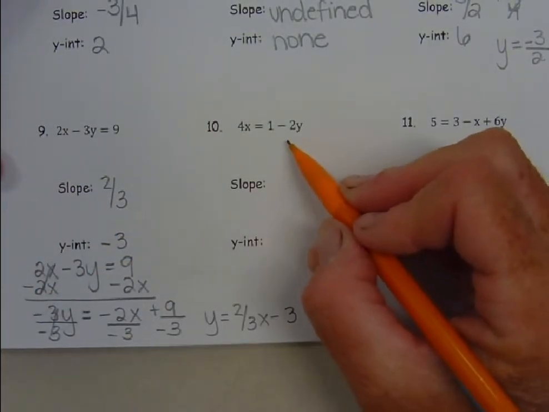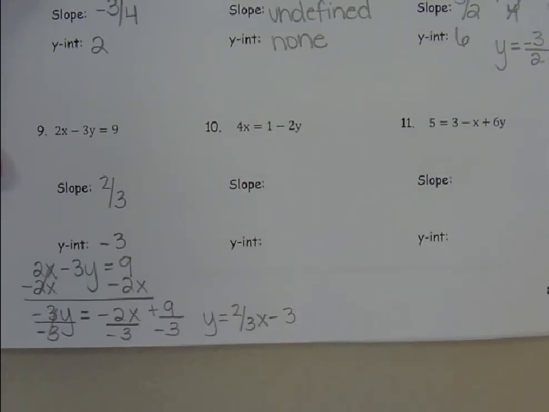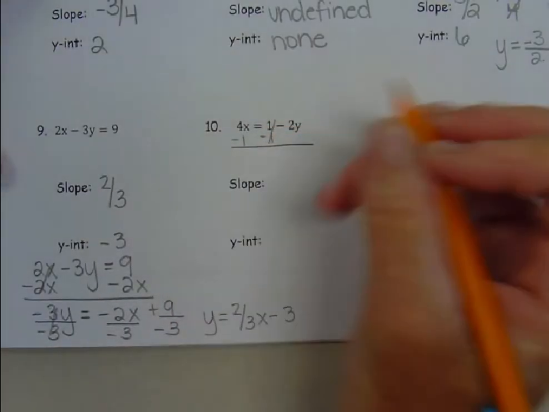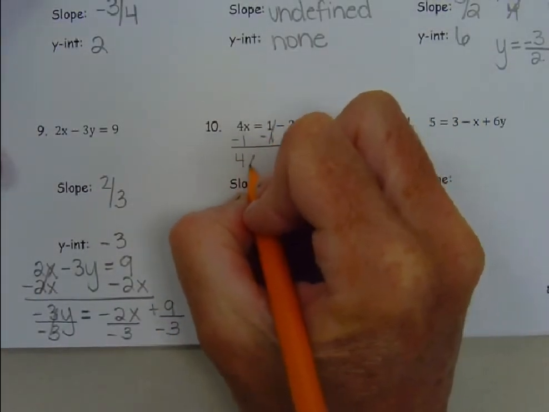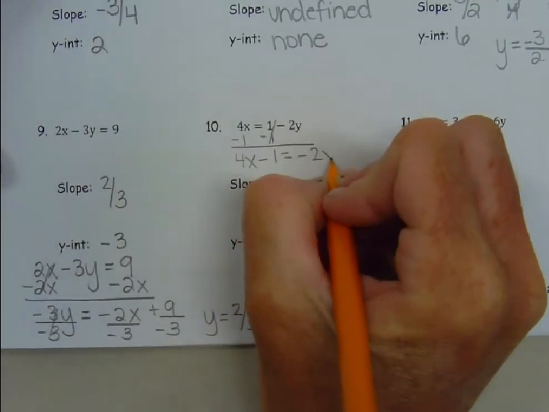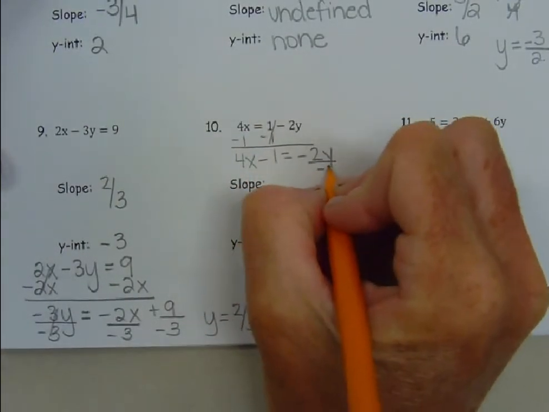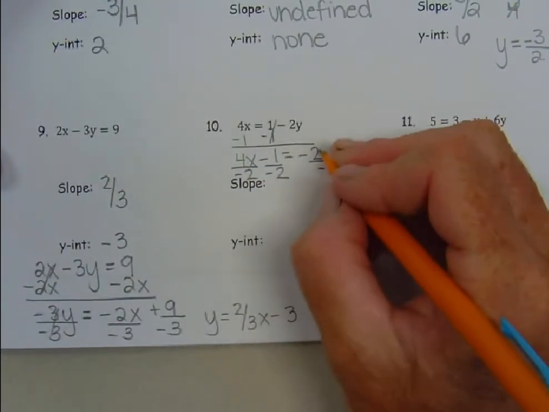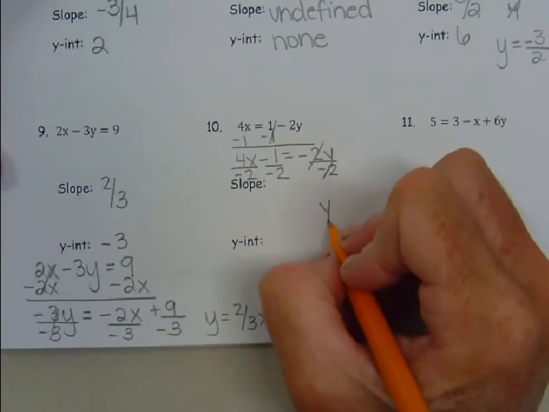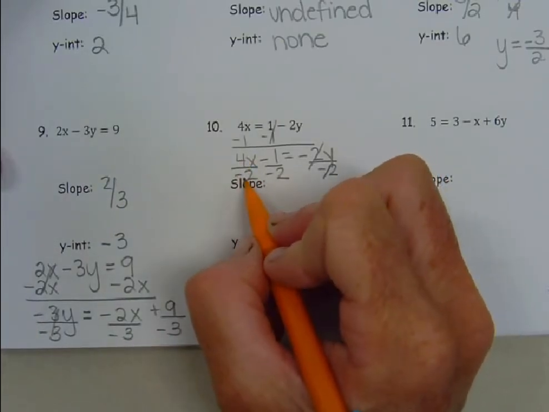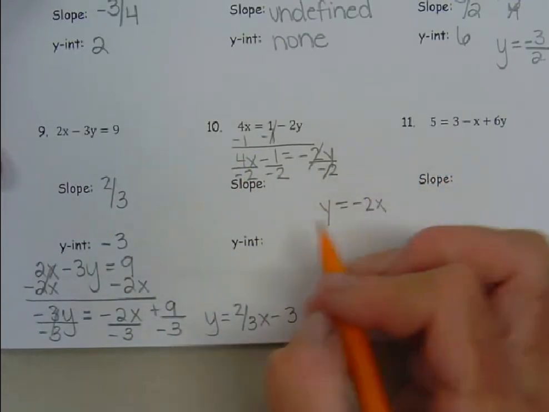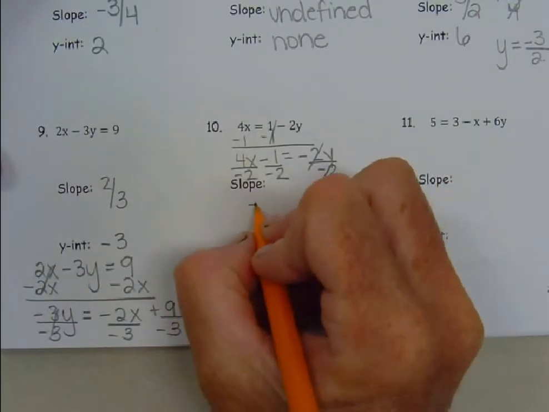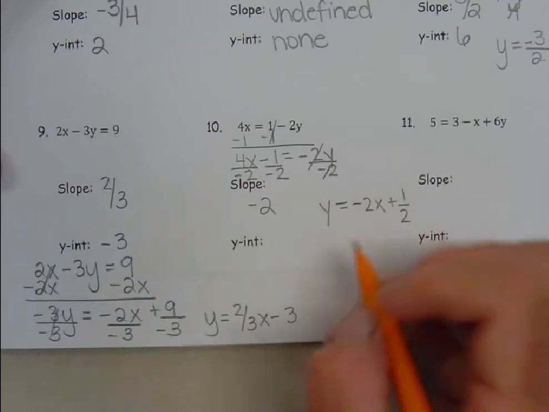On the next example, we again do not have y alone, but we can get y alone. So in this case, I'm going to subtract the 1. So I have 4x minus 1 equals negative 2y. Then I'm going to divide each part by negative 2. And I'm going to get y equals 4 divided by negative 2 is a negative 2x. These two negatives make that a plus 1/2. My slope then is negative 2, and my y-intercept is 1/2.